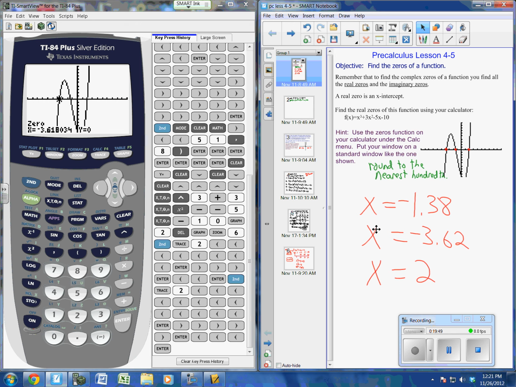Okay, any questions there? How many of you are still having trouble with your calculator finding zeros, not knowing how? Okay.